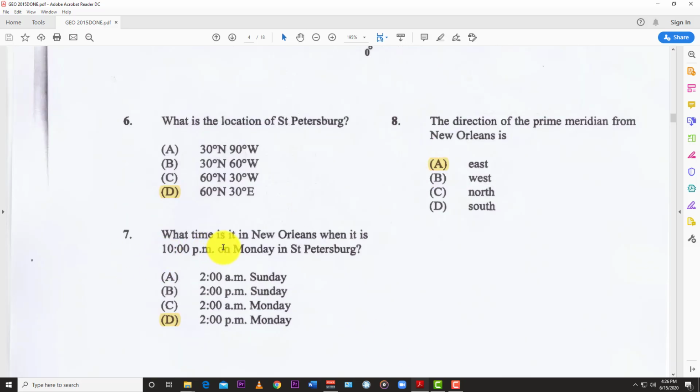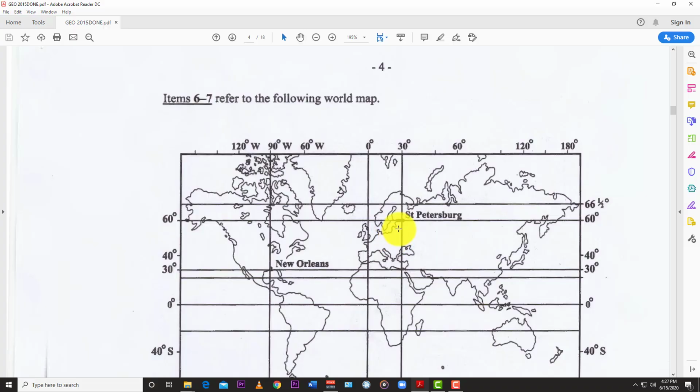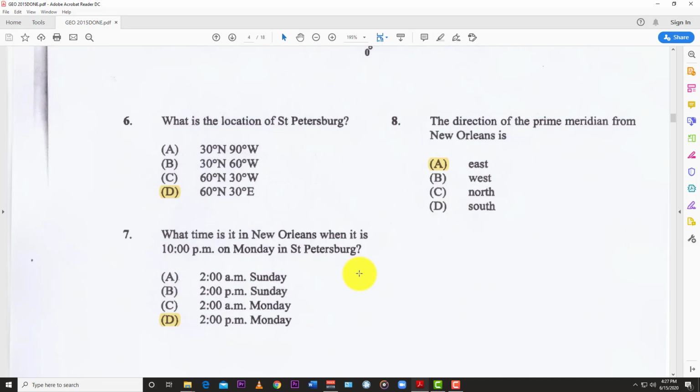It's 10 p.m. in St. Petersburg on Monday, so therefore it has to be earlier. So it cannot be A or B, because that's later, that's Sunday. And so the answer is D, 2 p.m. on Monday. So we get that. You have to go back, and by the time you reach New Orleans, you would have counted down the 8 hours or so. So it's 2 p.m. on Monday.